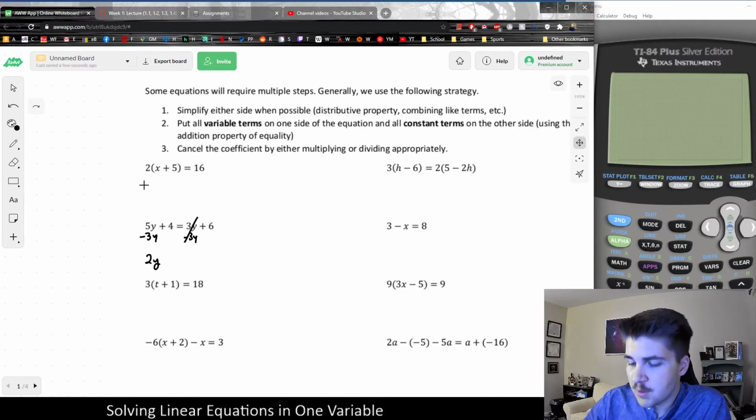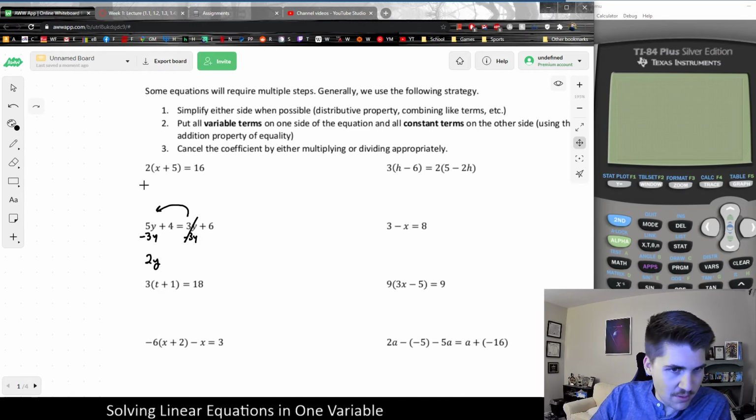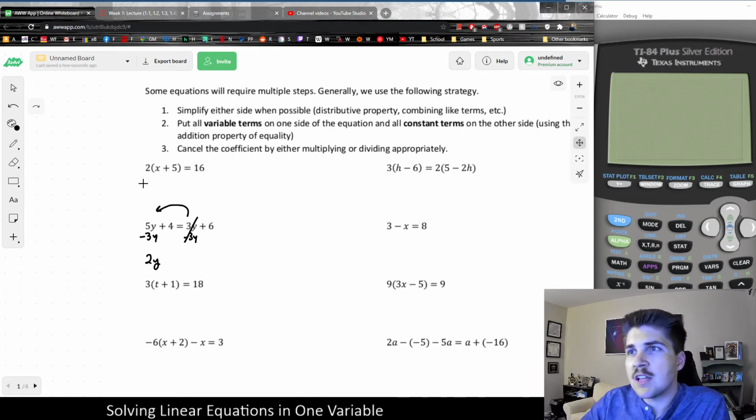And once I've put all the variables on one side, I kind of view that as moving them to the left-hand side. Though it's not just moving, right? I always have to do the same thing to both sides of the equation. And I'm still left with plus 4 on the left-hand side.